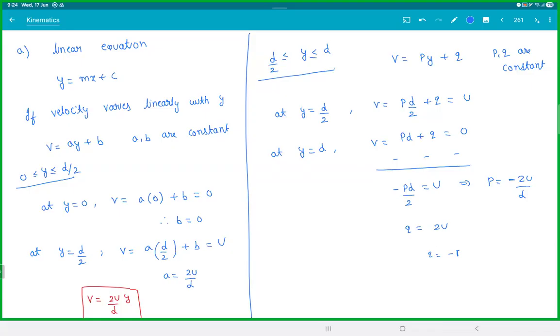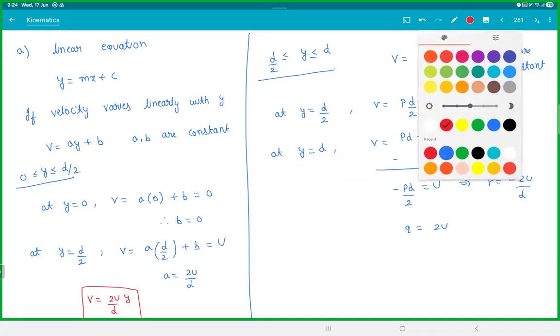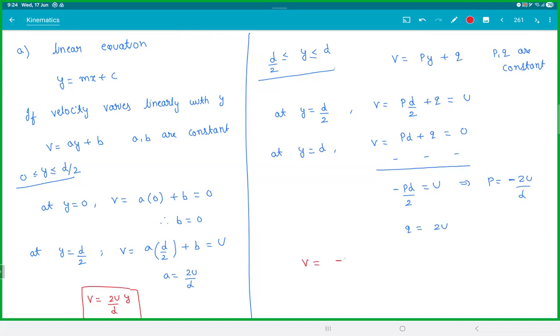Q will be minus pd, that's 2u. Done. So your velocity will be minus 2u by d into y plus 2u. Yeah, this is the equation once you cross the midpoint. Are you clear with this?